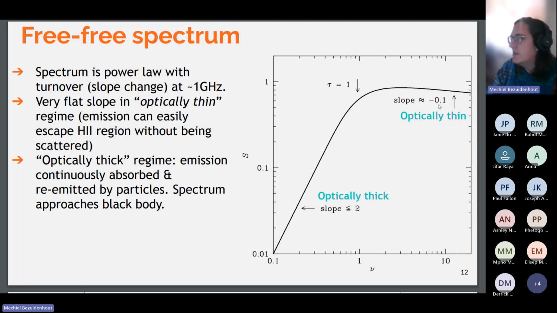So the lower the frequency of the photon, the lower its energy, the more easily it is absorbed by the surrounding H2 region. And so once you get to a frequency below about 1 gigahertz, that photon is getting continuously absorbed and re-emitted by the particles before being able to escape. And in that case, the spectrum takes on a black body spectrum, which has a slope of about 2 in this regime. So by looking at the slope of a free-free emission spectrum, you can say something about the optical depth of that gas, the density of the gas, and other traits as well.